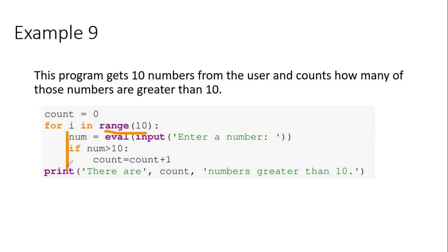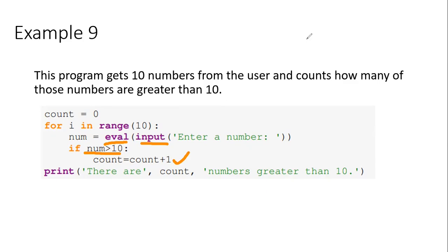10 times. You can use this range function to decide how many times you want to run the program. When you have range 10, it runs 10 times. So in this case, these 3 lines will be executed 10 times. That means what this program does is ask the user to input a number, which will be converted to an integer. And if it is greater than 10, the counter will be incremented.